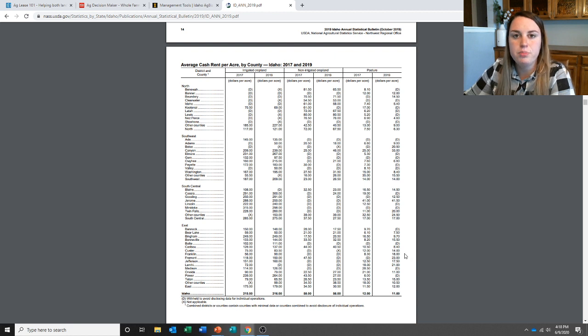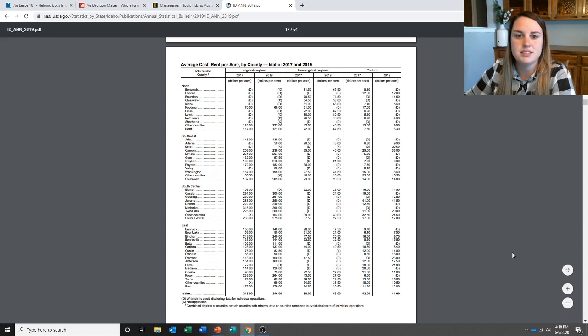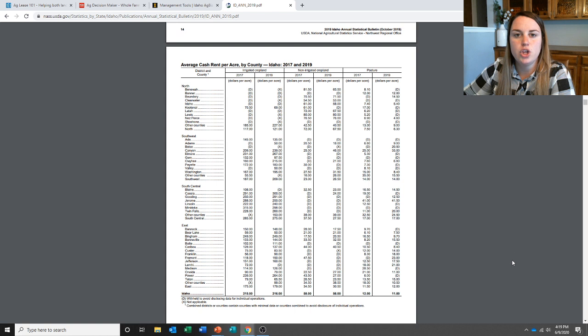And so we hope that the University of Idaho Extension can give out this survey in the upcoming year, and that way we know what 2020 rates are, as NASS doesn't report them in 2020, and we can look at it a little bit deeper depending on cropping system.